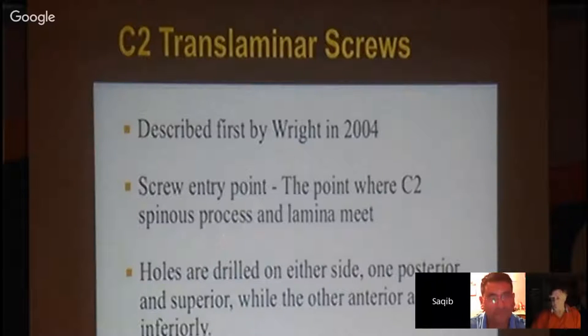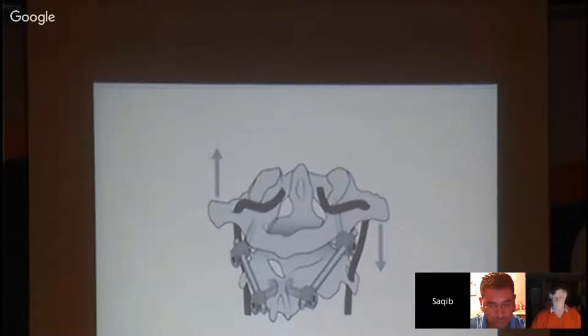So the entry point for C2 is basically where the spinous process and lamina meet. That's our entry point. And obviously what you need to do is one is slightly higher and posterior, and the other is slightly lower and anterior. And you can put in about 28 millimeter screws without any problems. We start with one side, so one is superior and anterior, and it goes all the way to the end of the lamina. That's why you can easily put in a 2.5 centimeter screw in there, and it's quite easy to put in.